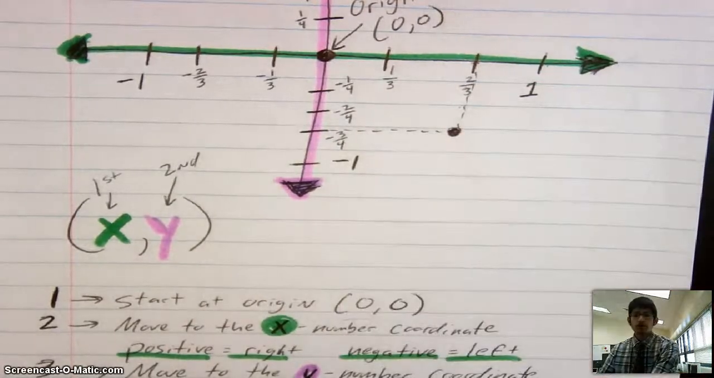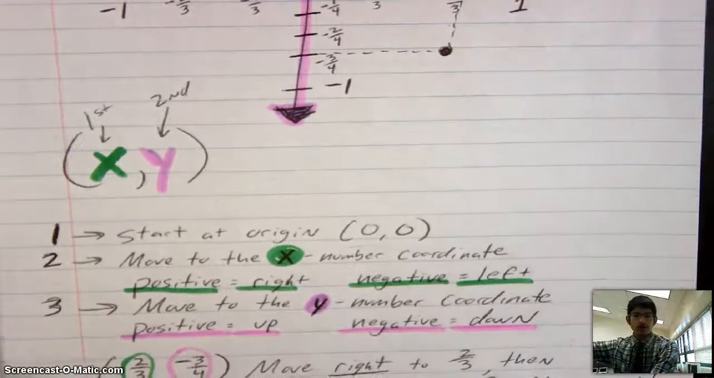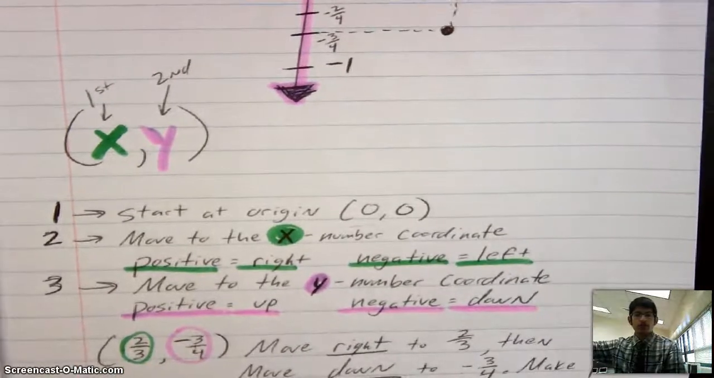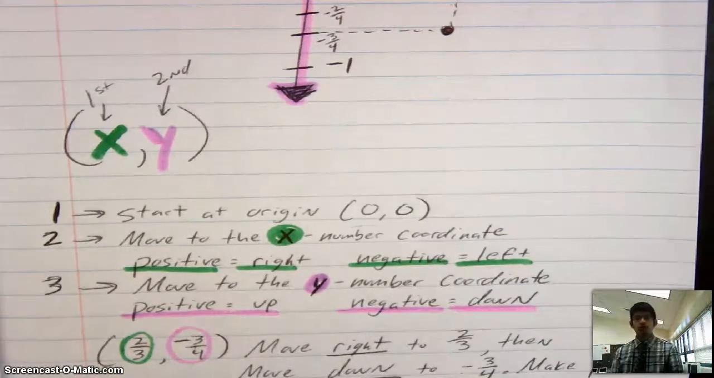Alright, so that's just a really quick review of how to do rationals on a coordinate plane. When we get back to school on Tuesday, we're going to practice this a little bit more.